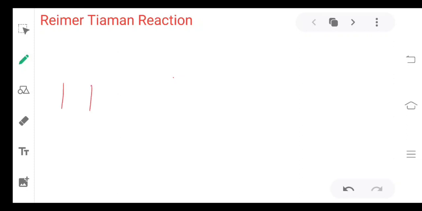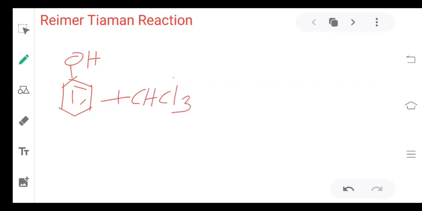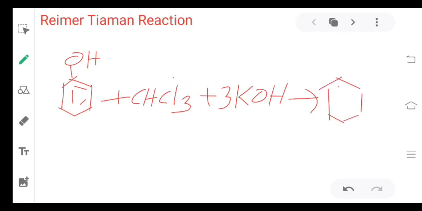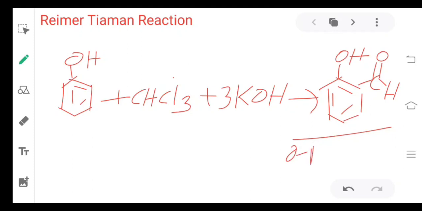Now in this reaction, the phenol reacts with chloroform in presence of base and produces 2-hydroxybenzaldehyde. So in this reaction we will get the ortho product as the major product.